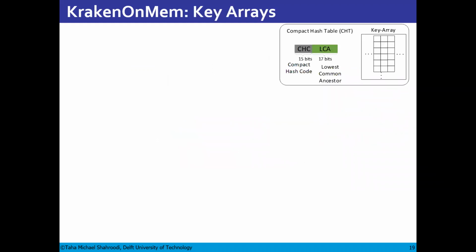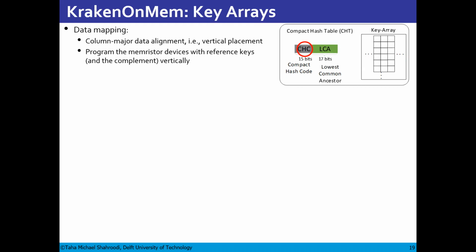Let's take a closer look at the key arrays, which are responsible for storing the keys from the reference hash table, and then they are also responsible for performing the matching operation. After considering several possible data mappings and matching options, we decided on column-major data alignment for the keys. We also decided to use memristor devices directly to store, or program, their reference keys. This picture shows our mapping in a nutshell.